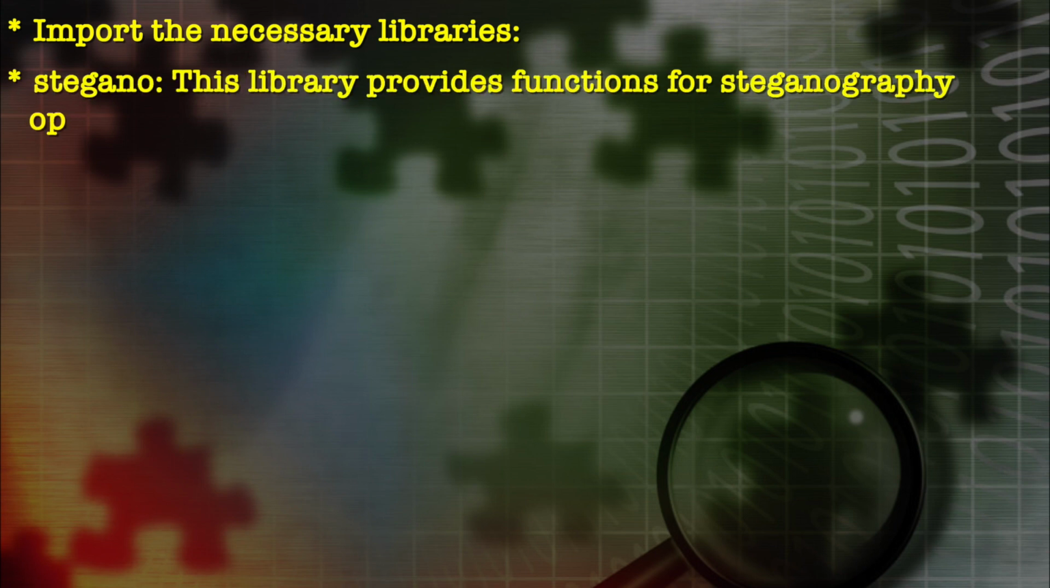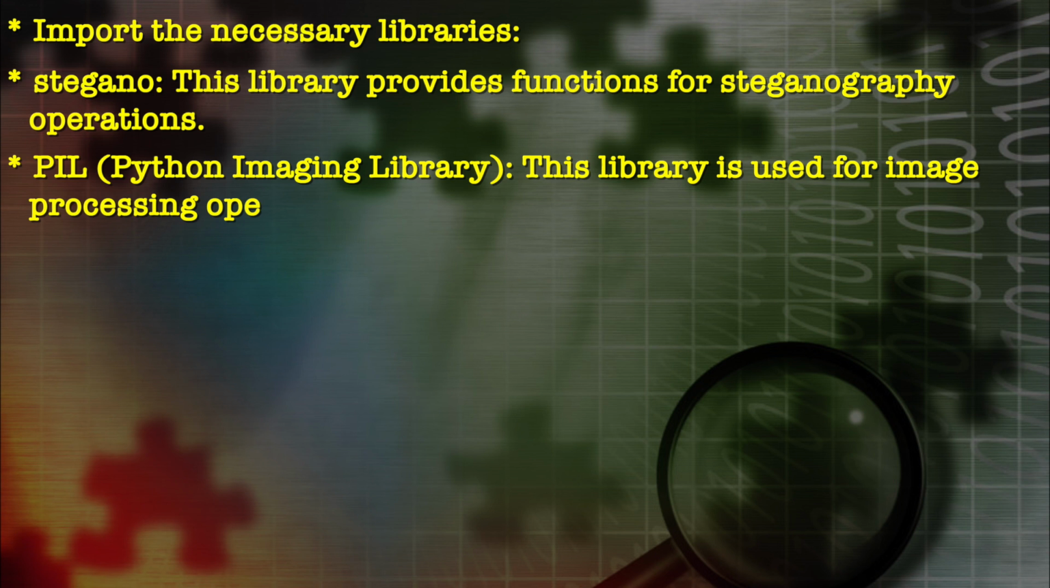This is the second complete code for hiding the data as shown in figure 3. Let us understand each line of code one by one. So first, import the library files: from stegno import lsb and from PIL import Image. The stegno library provides functions for steganographic operations. PIL means Python Imaging Library. This is used for image processing operations.